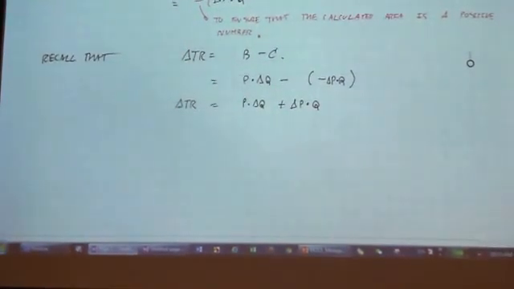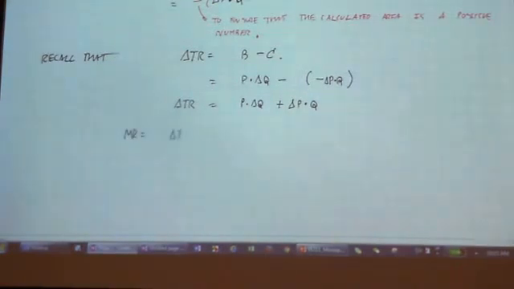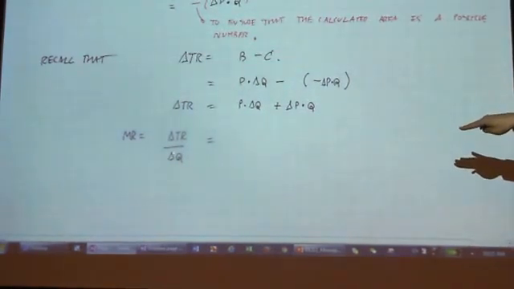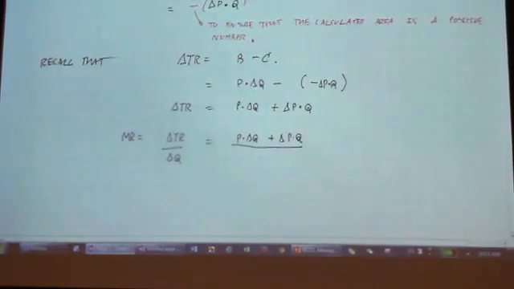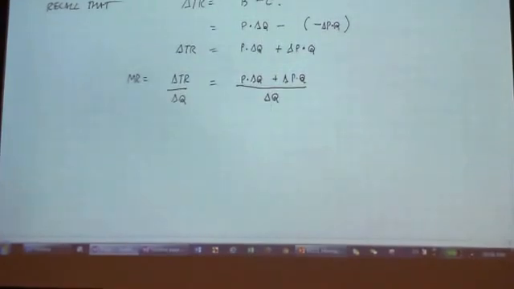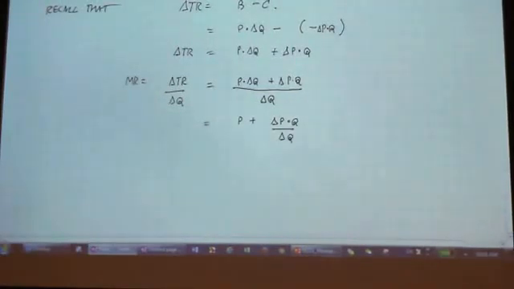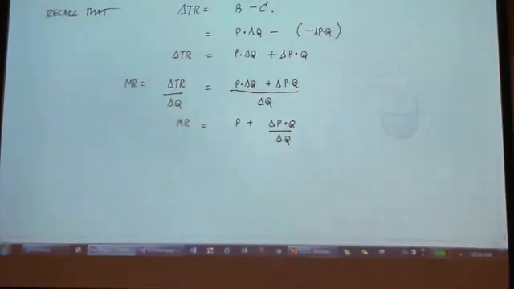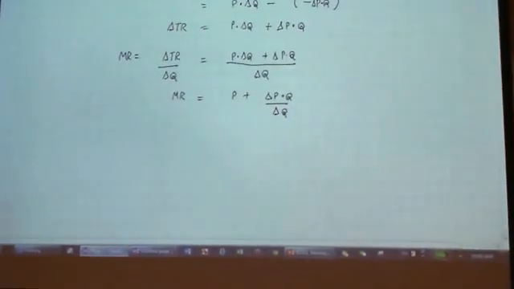We want to have MR. What do we have to do? Divide it throughout by delta Q, right? MR is the change in total revenue when you change your output. So you have the top term already, and if you divide it by delta Q, you get MR. P times delta Q plus the other term, just bring it down. That's the top term, divided by delta Q. Now we've got MR already. Now you want to make it look nice. P plus. Okay, that's MR. So far so good. So MR consists of two parts.